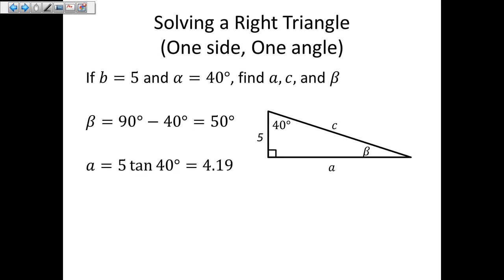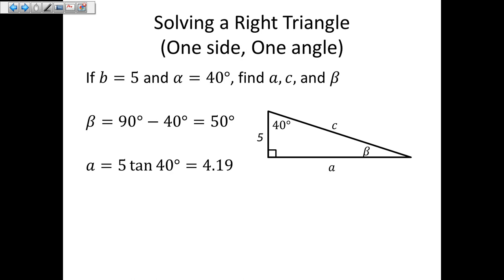Oh yeah, that's right. This is a section, a chapter about trigonometry, so let's use some trig here. A has to be equal to 5 times the tangent of 40 degrees. Now where did I get that? Well, the tangent of 40 degrees has to be equal to the opposite side divided by the adjacent side. So I'm going to use that fact. So I can find A by taking 5 times tangent 40 degrees. Plug that into my calculator, I get 4.19.